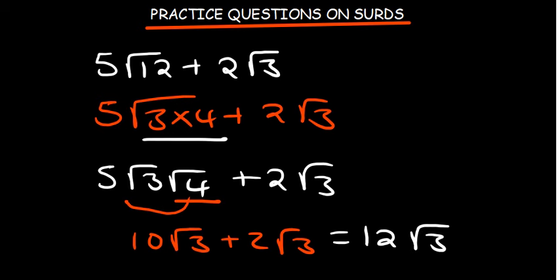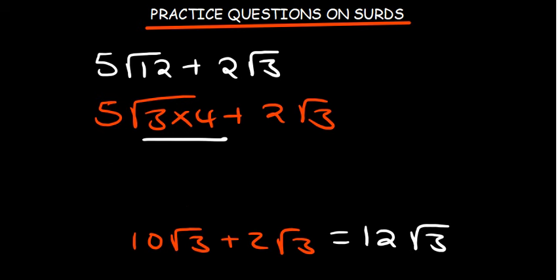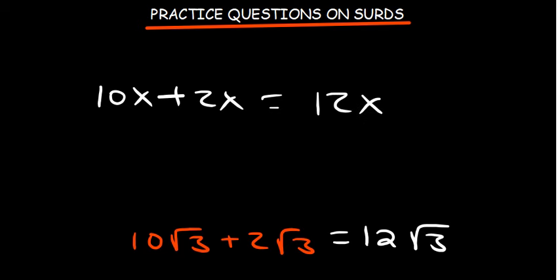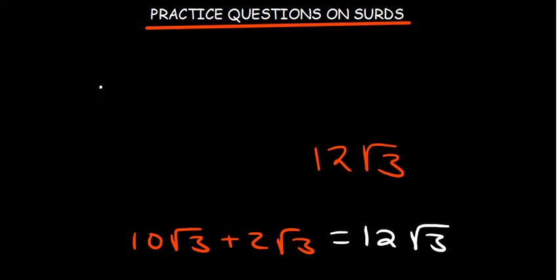So basically think of it in this way. It's like where there is a surd there, where you have the root of 3, it's like you have what? You have x. So 10x plus 2x is going to be what? It's going to be 12x. So now, where there is x, know that there is what? A root. So it's 12 root of what? Root of 3.